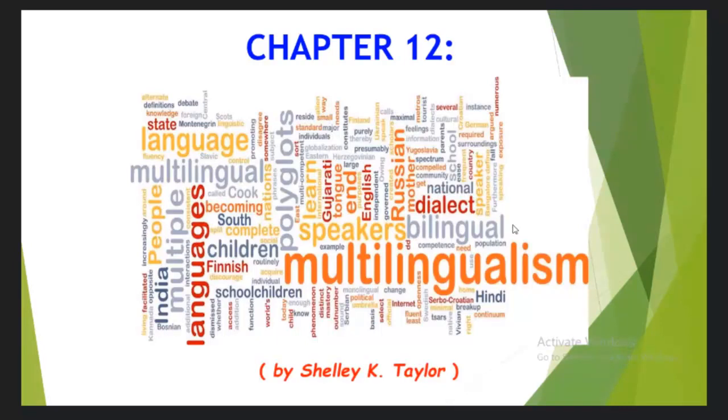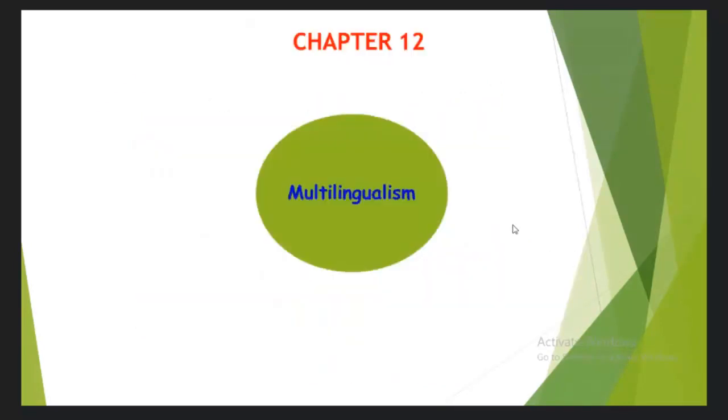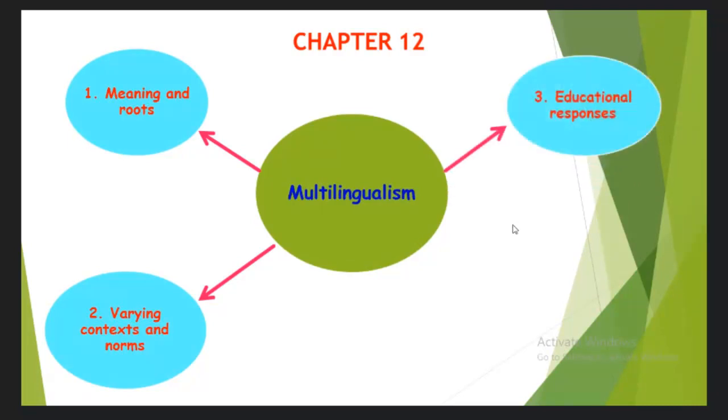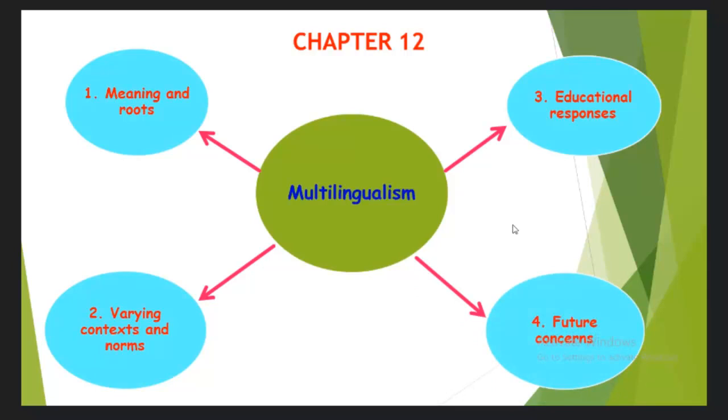All of you about chapter number 12, that is multilingualism. So there are four main contents that we will discuss today. The first one I want to mention is about the underlying meaning and the roots of multilingualism. The second one is we will discuss the varying contexts and norms that affect multilingualism. And then we will present the educational responses, and the last one is future concerns.